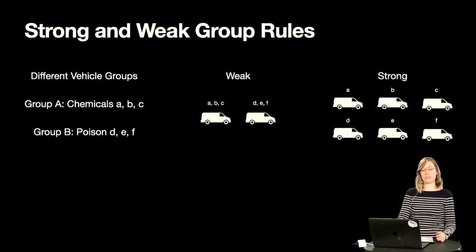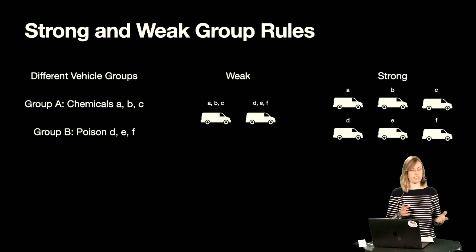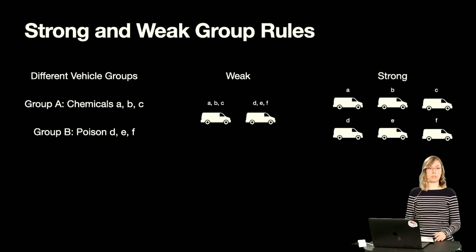And then there's something a bit more complicated, called different vehicles, where it's actually the opposite. So if you say, I have two different vehicle groups, group A with chemicals and group B with poison, and this group rule is weak, then all of the chemicals can be on one vehicle and all of the poison can be on one vehicle, but group A and group B cannot be on one vehicle. You want them to be different. But if you say it's strong, then you're saying that not just these groups have to be on different vehicles, but also all of the jobs inside of these groups have to be on different vehicles, which makes it very complicated, but it's there.